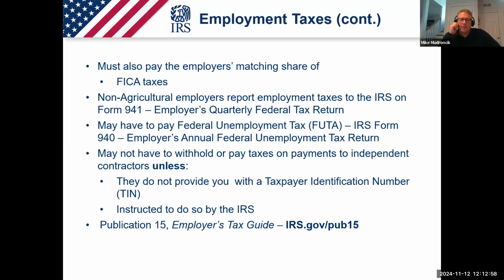Now, I mentioned that employers also may have to pay federal unemployment tax. Federal unemployment tax is an employer's responsibility only. You're not withholding any unemployment tax from your employee's pay. This is strictly the employer's responsibility and liability. You'd also, in addition to paying that unemployment tax to the IRS, you'll be filing an unemployment tax return. It's typically that Form 940, the employer's annual federal unemployment tax return.